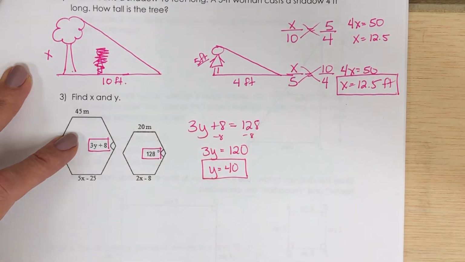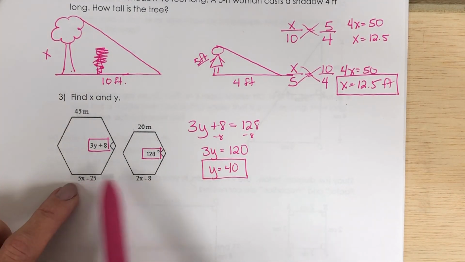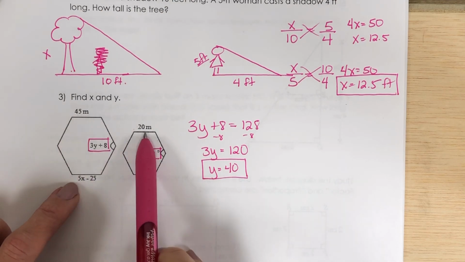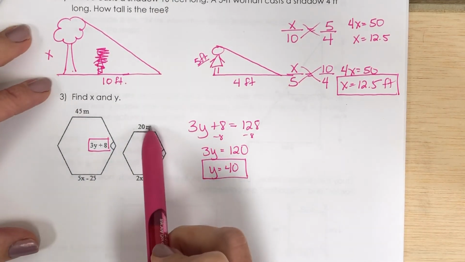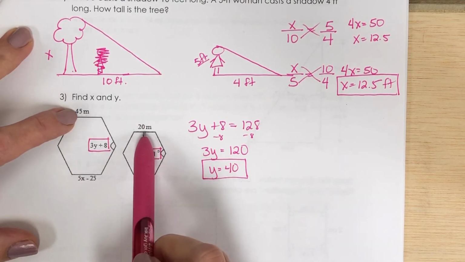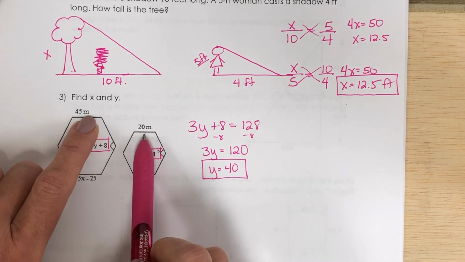Okay, y equals 40, lovely. Now with our sides, I know that these sides correspond and these sides correspond. I'm always trying to look for a pair of corresponding sides that I have both sides, I know both things about. That's going to be the one that I'm going to start with.